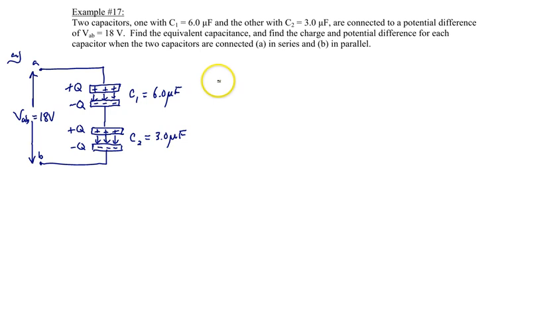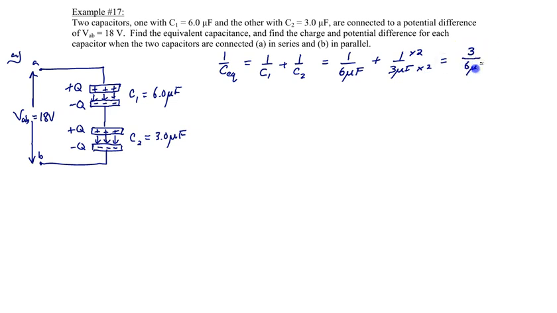Now we're ready to calculate the equivalent capacitance for the capacitors in series. Earlier in the notes, we derived that 1 over the equivalent capacitance is equal to 1 over C1 plus 1 over C2. This is very similar to adding resistors in parallel, but we're actually adding two capacitors that are in series. Substituting our capacitances, 1 over 6 microfarads plus 1 over 3 microfarads. With a common denominator of 6, we get 3 over 6 microfarads. Then we take the inverse of that, and we get 6 divided by 3, which is 2 microfarads.